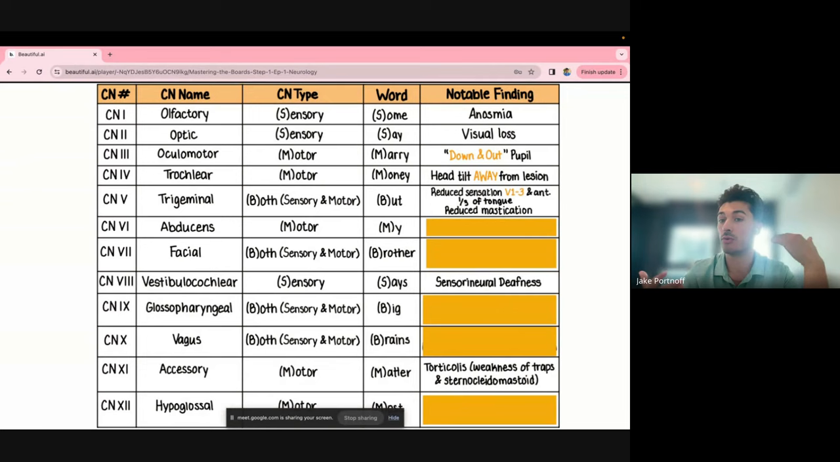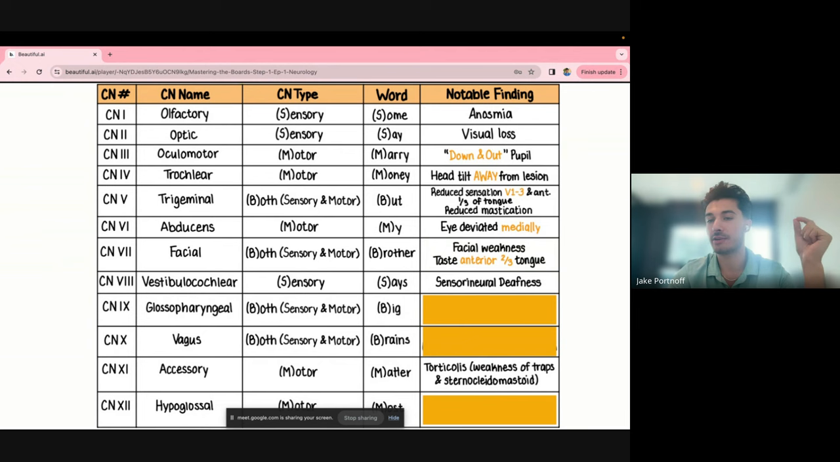All right, abducens, we talked about the eyes already, right? Abducens is your lateral rectus. It's going to abduct the eye. If you have damage to that, you're going to get unopposed medial action. Makes sense. Facial nerve. Facial weakness, taste to your anterior two-thirds of your tongue. Really, really important, guys, that taste to your anterior two-thirds of your tongue is your facial nerve, but sensation to the anterior two-thirds of the tongue is going to be your trigeminal nerve, okay?